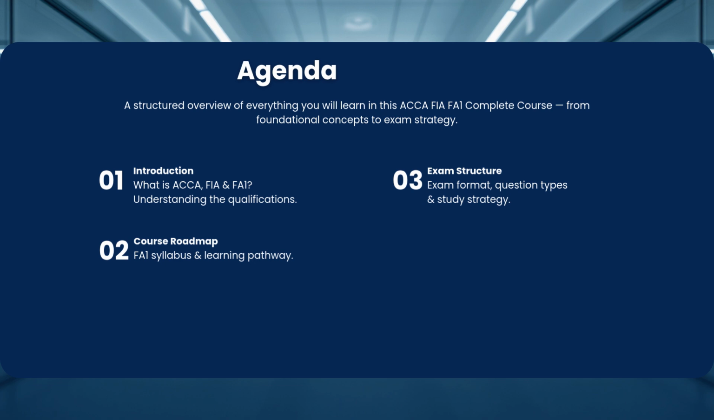Particularly in this session, we will be covering some areas. Firstly, we will have an introduction: with ACCA, with FIA, and FA1. We will know what these are. The second thing, the course roadmap: what this paper contains, the syllabus and learning pathway. The third and important area is the exam structure, the exam format, question types, and study strategy.